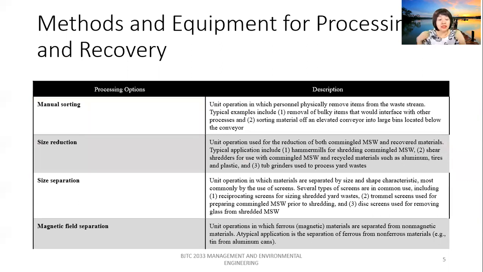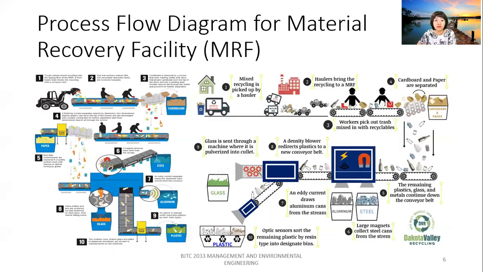Okay. And these are the methods and also the equipment for processing and recovery. We have manual sorting, size reduction, size separation, and magnetic field separation. This one you can read by yourself.